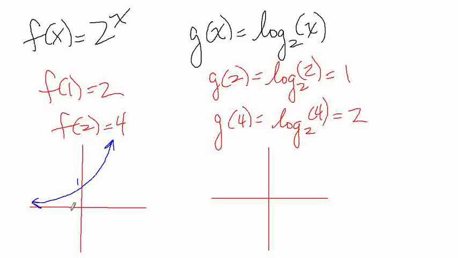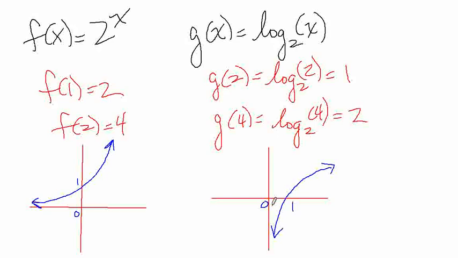The logarithmic function has an x-intercept of 1. It also grows, but very slowly. Okay, the logarithm function has a vertical asymptote, an x-intercept of 1, and grows unbelievably slowly.